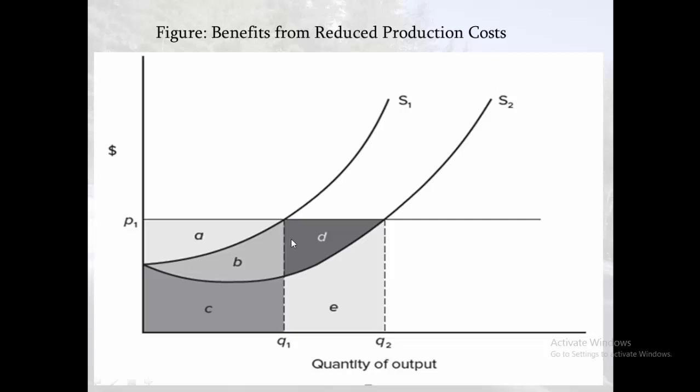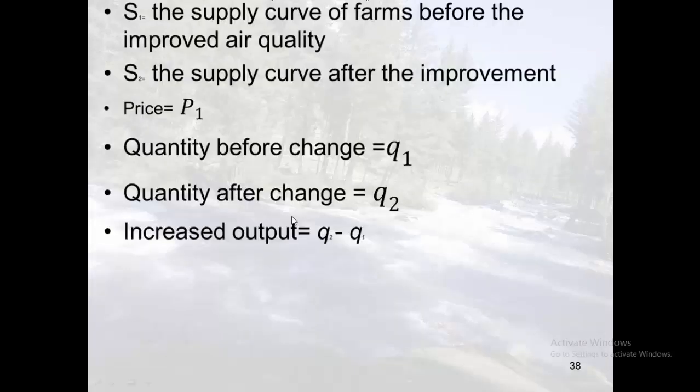And the output increases to Q2, when the supply curve moves from S1 to S2. We see that the output increases from Q1 to Q2, which means the increase in the output can be calculated by subtracting Q1 from Q2, as shown in this slide.